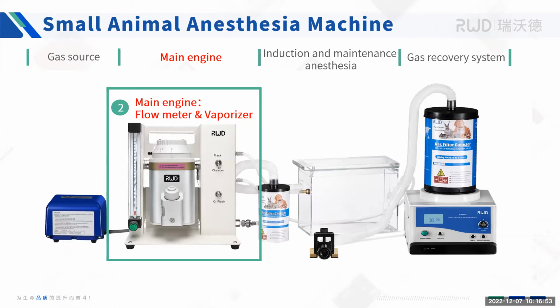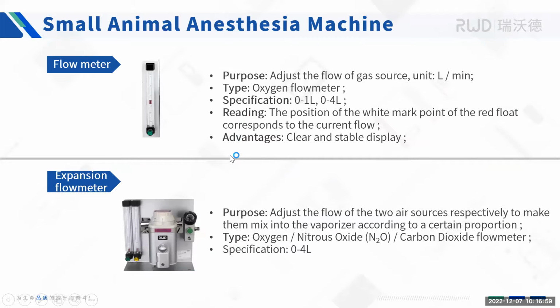And this part is the most important part for the anesthesia system. This flow meter is used to adjust the flow rate of the gas source. The unit is liters per minute. And because the molecular weight of the gas is different, when we use another gas like nitrous oxide or carbon dioxide, we should change our flow meter. This green one is for the oxygen or the air. And this yellow one is for the carbon dioxide.